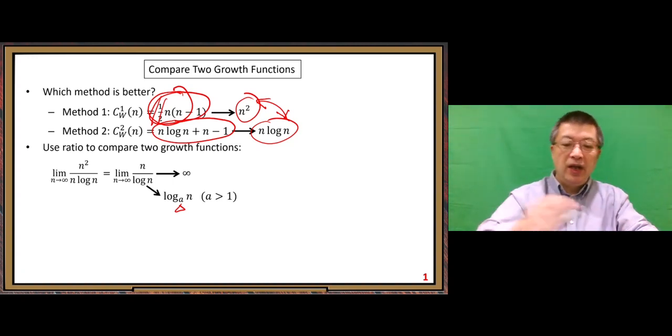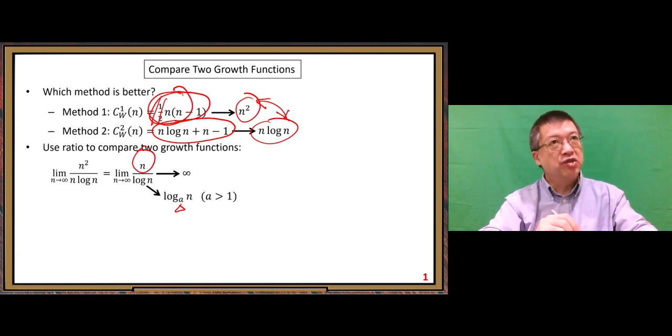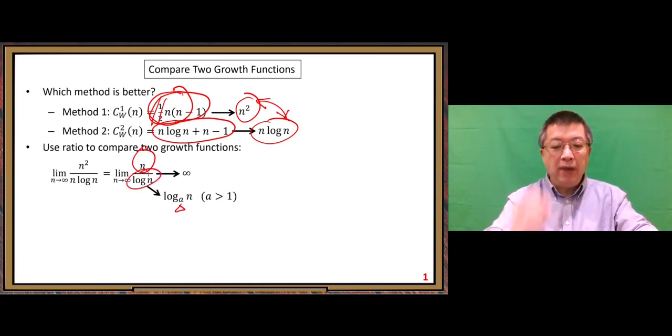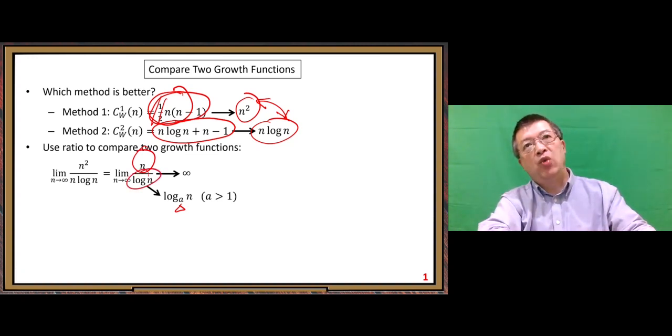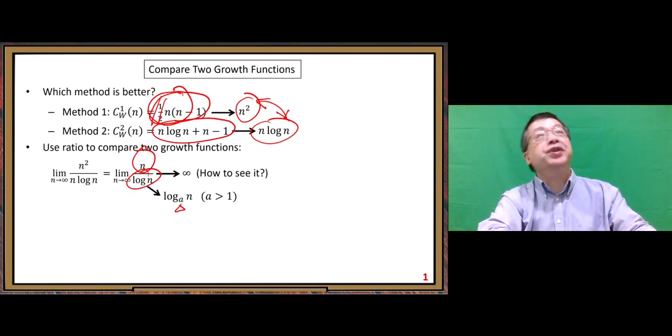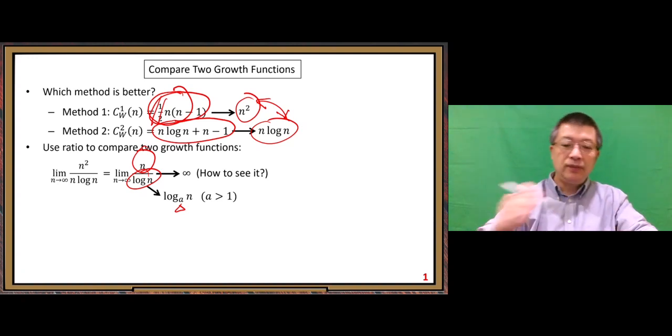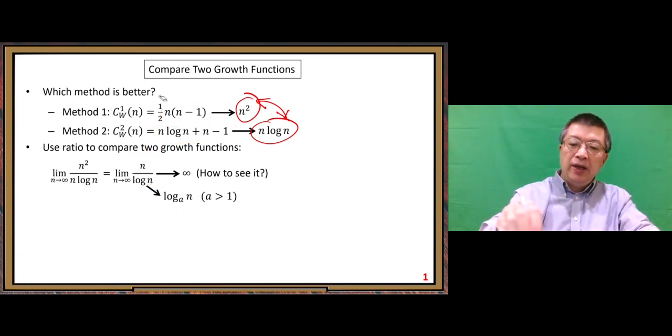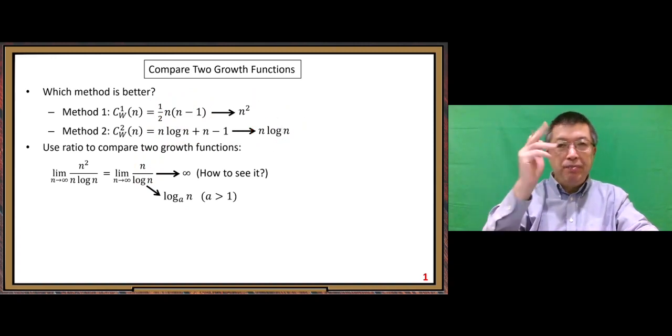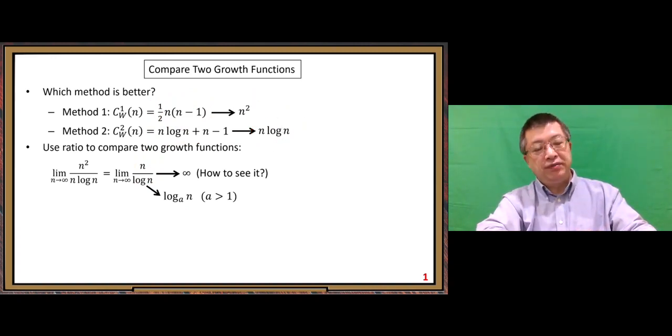If it is infinity, we know the top one grows faster than the bottom one. But the question is, how do we see it? How do you see this limit is infinity? I like to use two methods to see it. The method one, variable substitution.